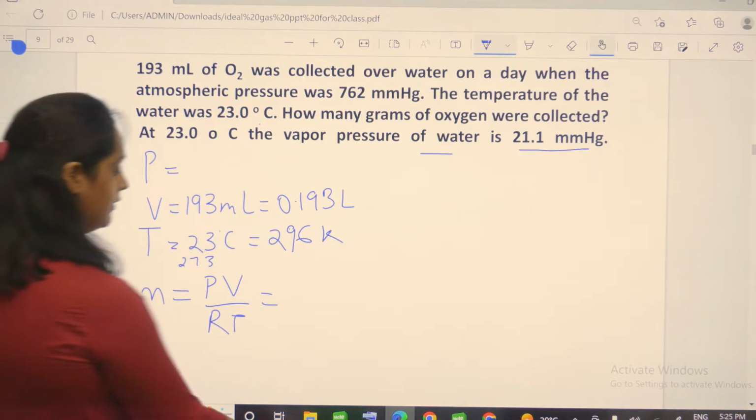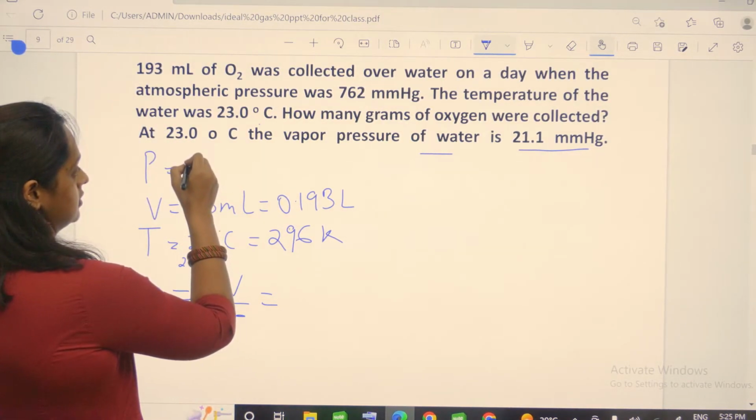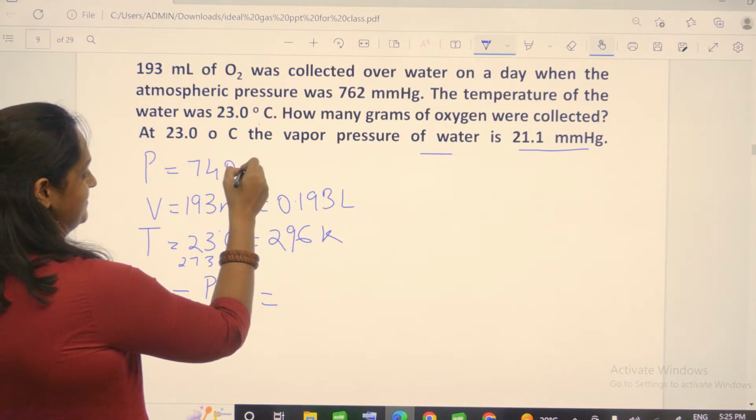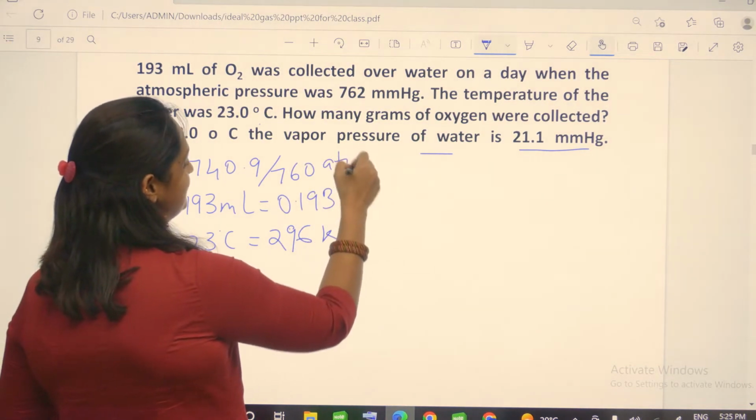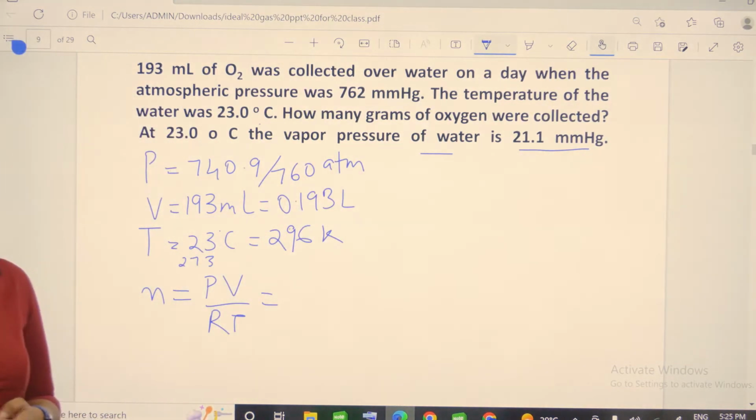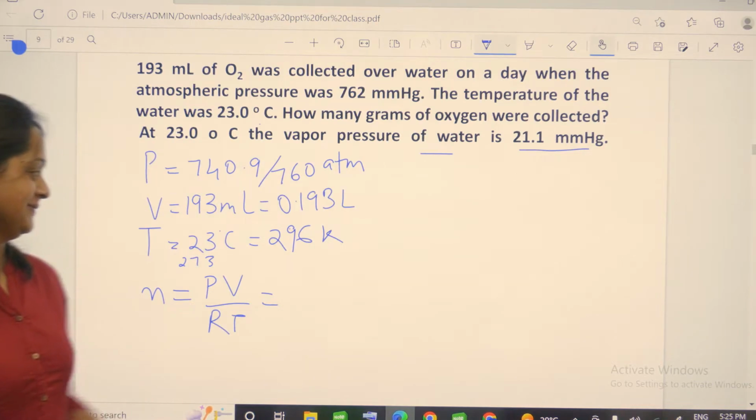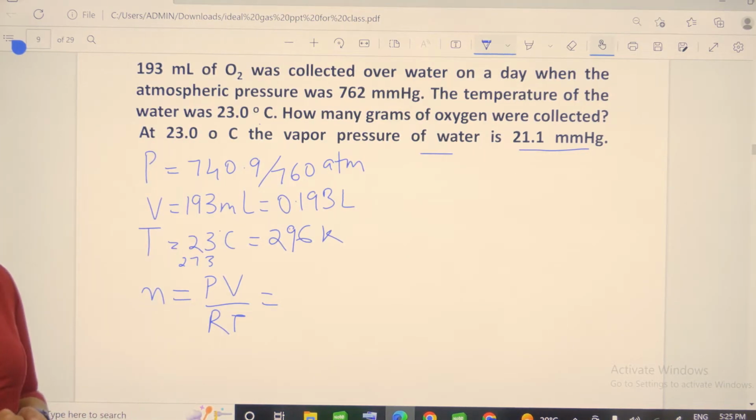What was the pressure? Converted to atmospheres, how much did it come to? 740.9 upon 760. Okay, 760 ATM. Fine? Now do it. Can I say 740? So it would be point something. Yes, ma'am, 0.8 something, around 0.8 or 0.9. So ma'am, 0.8 it would be around.